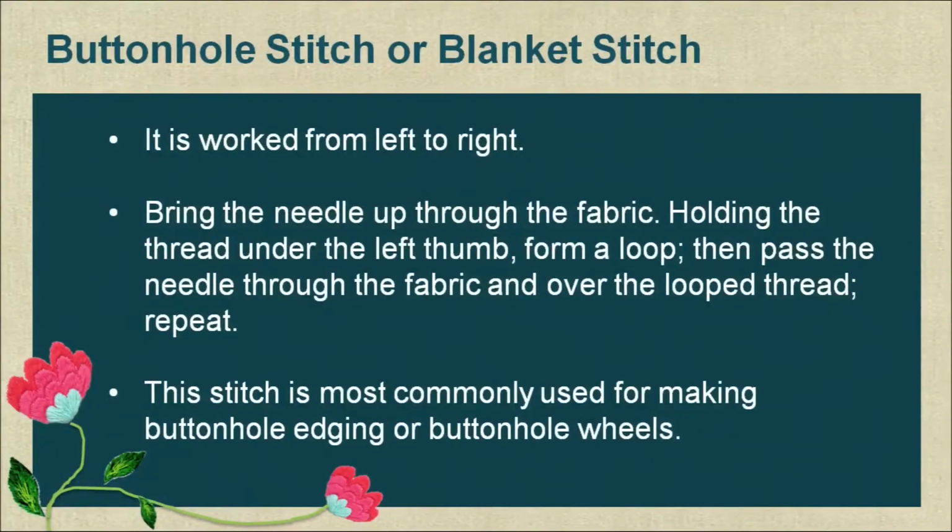After herringbone, let's see the next stitch, that is the buttonhole stitch. It is also called the blanket stitch. It is worked from left to right. So over here we bring the needle up through the fabric, holding the thread under the left thumb, you form a loop, then pass the needle through the fabric and over the loop thread, and you repeat. This stitch is most commonly used for making buttonhole edging or buttonhole wheels. So we'll see how this stitch is performed.